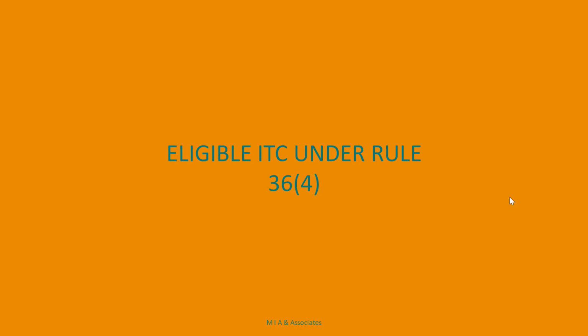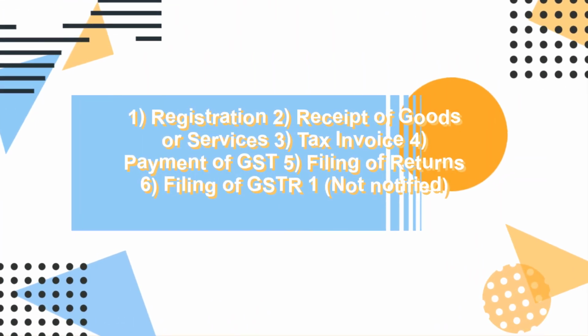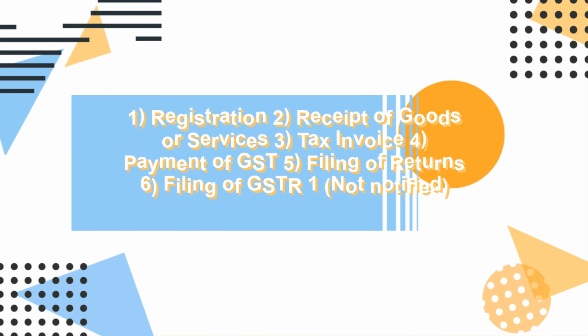Before we dive into Rule 36(4), let's do a quick recap on the basics of ITC under the GST law. A recipient can avail the ITC only if the following conditions are met: registration under the GST law, receipt of goods or services, availability of tax invoice, payment of tax by the supplier, filing of returns, and filing of GSTR-1 by the supplier. However, this condition has not been made effective since the amendment from Finance Act 2021.